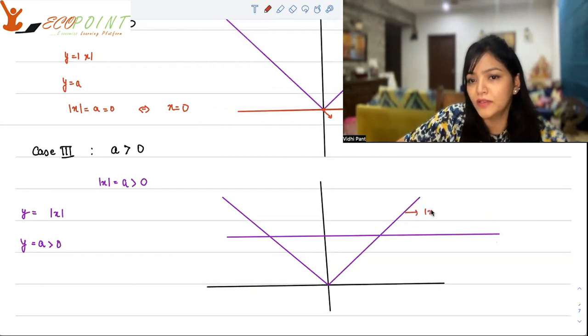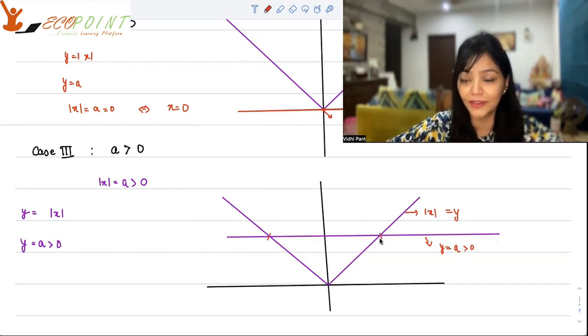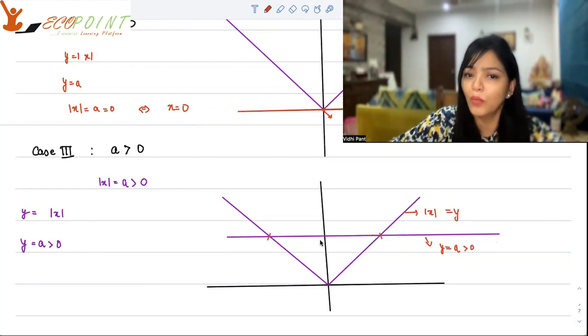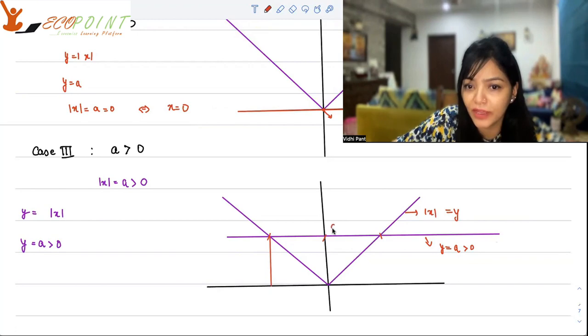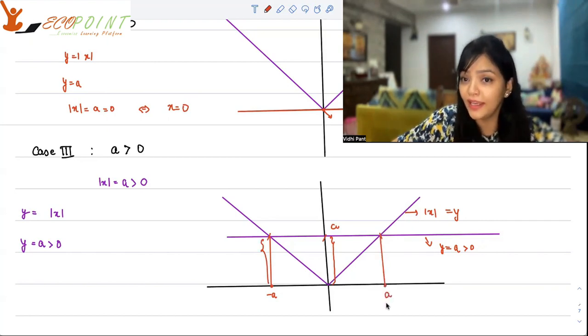So the V-shaped graph is the graph of mod x, and this graph that you see is y equals a, because a is greater than 0, it's somewhere here. Clearly, I can see that it's cutting the graph of mod x at 2 points. What are these 2 points? If a is here, then this length is a, right? So this point is y equals a. It turns out to be minus a, because this height is a. And this point is point A.